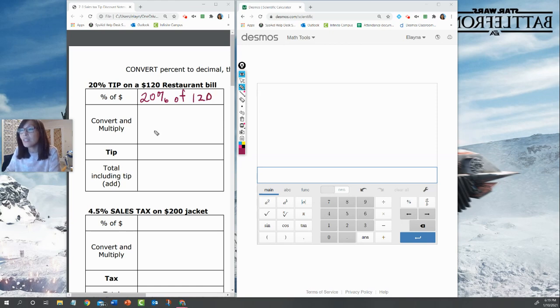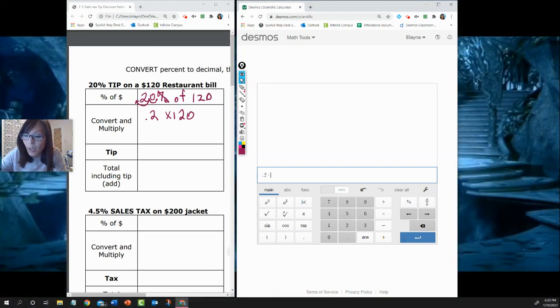And then the second thing we need to do is, if I'm trying to calculate 20% of 120, I need to convert my percent into a decimal. I cross that out, place a decimal there, and move it 2 places to the left. That gives me 0.2. Of reminds me to do times 120. So I'm going to calculate what is 0.2 times 120. We can use a Desmos calculator here, 0.2 times 120, and that equals 24.